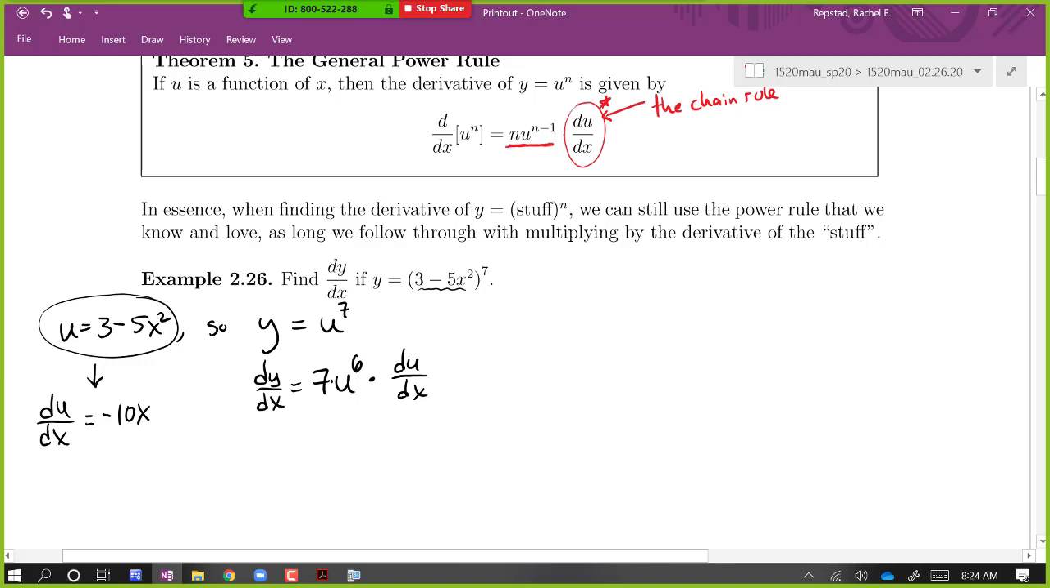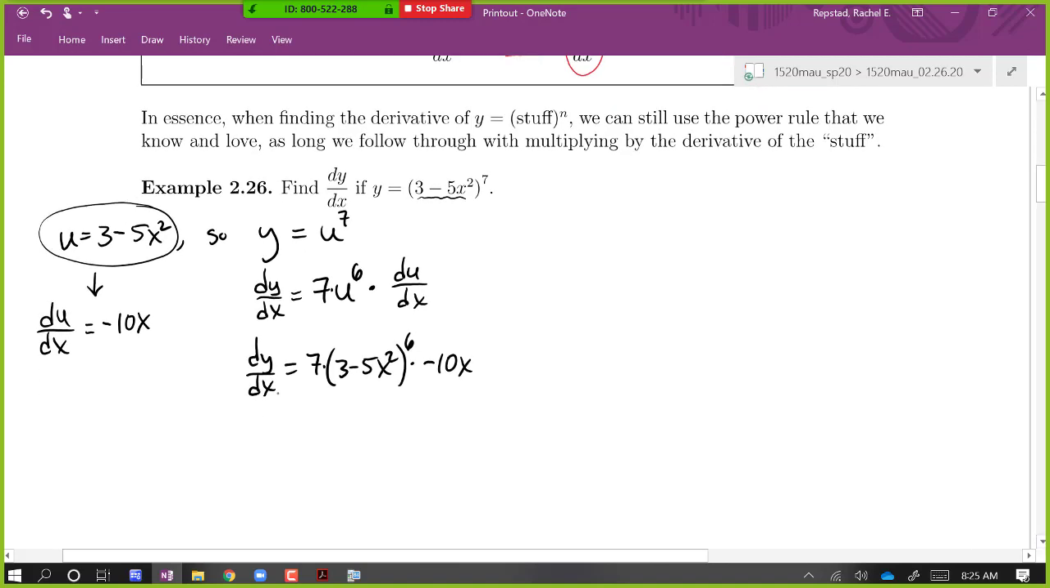Good. So I know what du dx is. I know that u is 3 minus 5x squared. And now I'm just going to substitute these in, and simplify a little bit. So 7 times negative 10x is negative 70x, and then times 3 minus 5x squared to the 6.